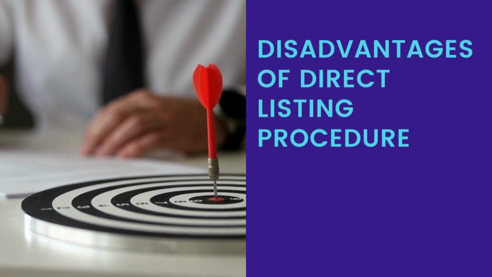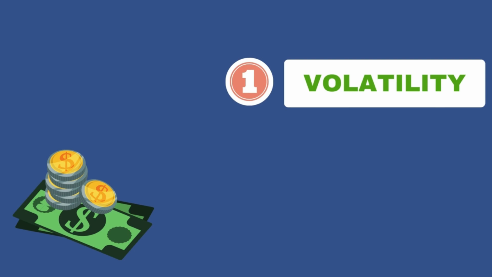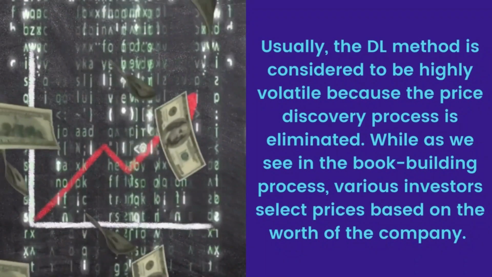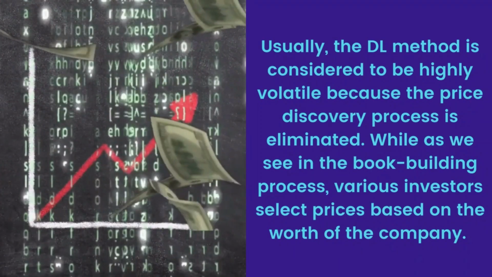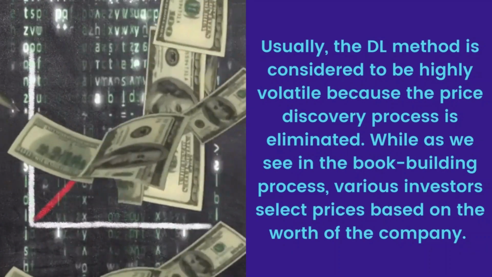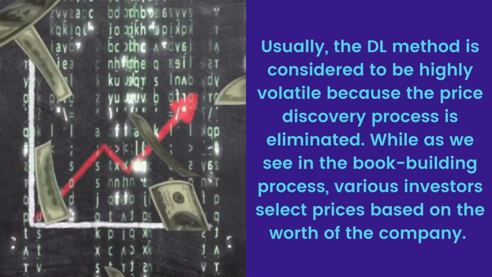Now, let's talk about the disadvantages of the direct listing procedure. First, we will talk about volatility. Usually, the DL method is considered to be highly volatile because the price discovery process is eliminated. While as we see in the book building process, various investors select prices based on the worth of the company.